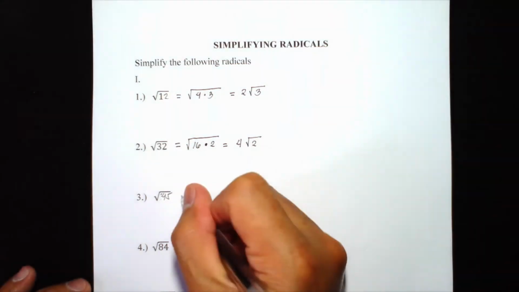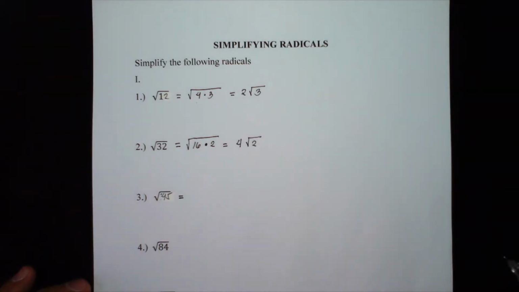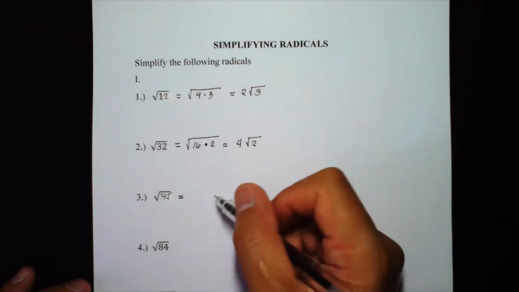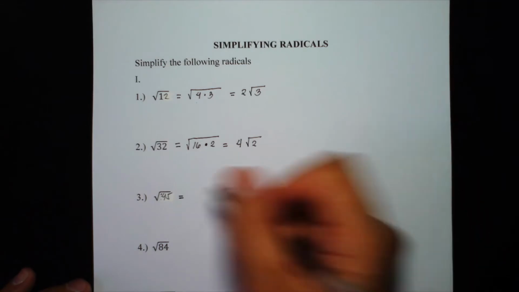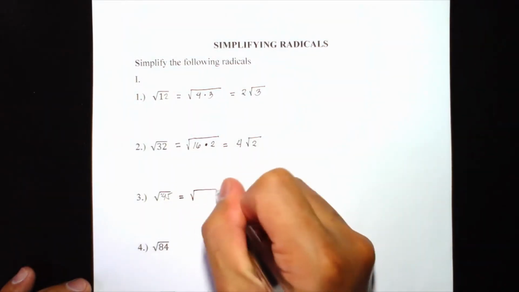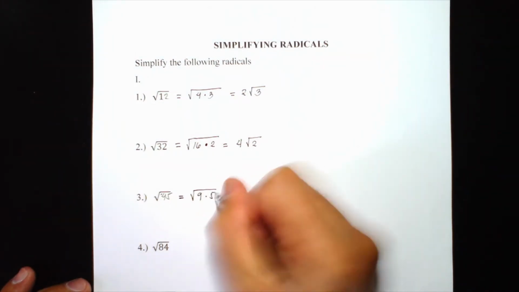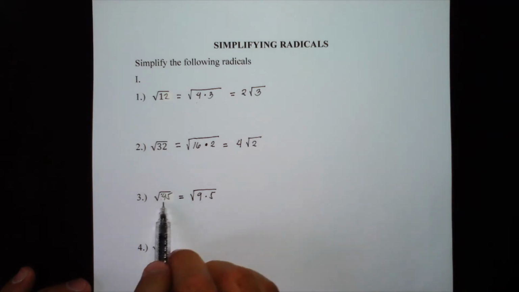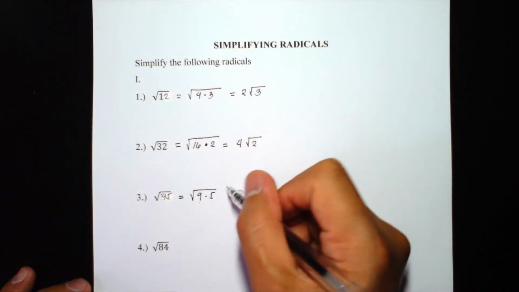Next, let's have example number 3. So we have square root of 45. Same rule. Think of two numbers. The product is 45 and one of the two numbers is a perfect square. So the factors of 45 are 9 times 5. When you multiply 9 times 5 it is 45, and 9 is a perfect square and 5 is not a perfect square. So it satisfies our rules a while ago.